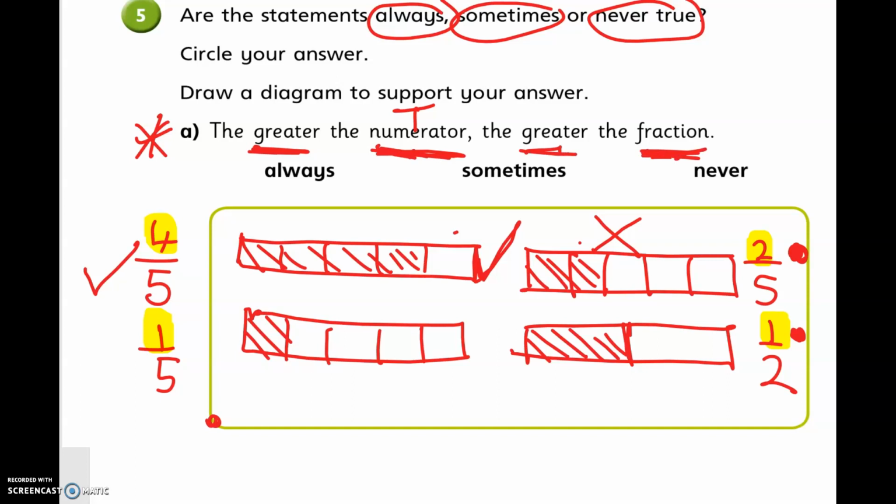So which one would we circle? Always, sometimes, or never. Well, it was true in this case, but it wasn't true in this case. So we have to circle sometimes true. And that's tricky. So just have a little pause if you don't understand that and listen to this again.